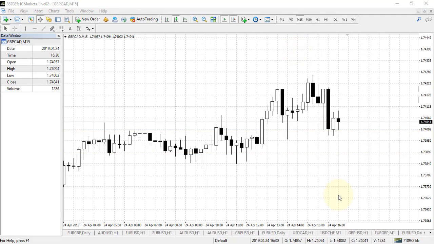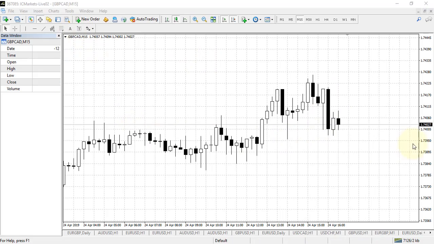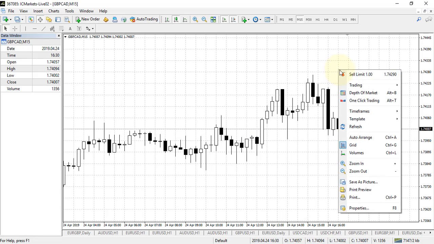Okay, so we have about half an hour to go to the news. This is GBP Canada, as we said, on the 15-minute chart. We'll be submitting 2 orders. We can submit the orders now but adjust them later, closer to the price. So first of all, let's put in a buy stop order.